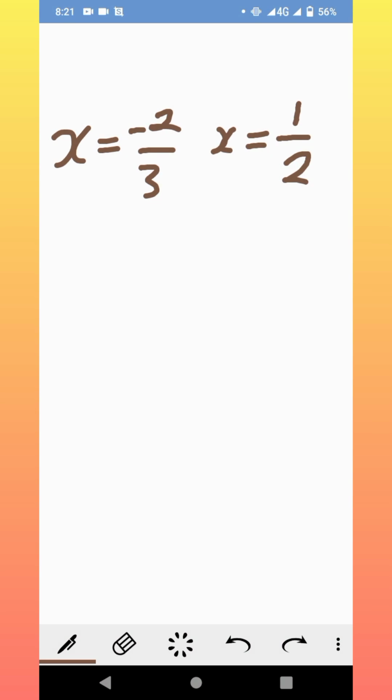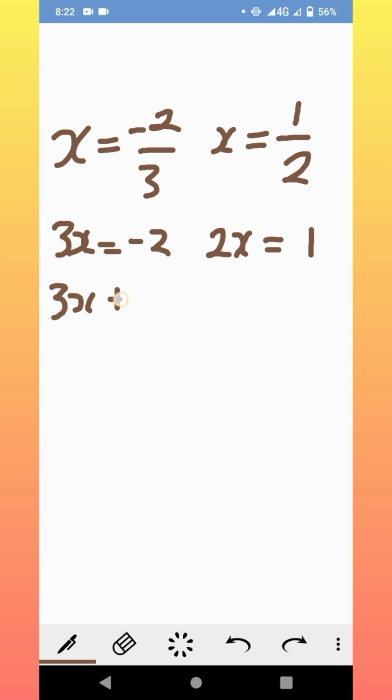Alright, so the next example we have is this, and we have to find the quadratic whose roots are given. First of all, cross multiply. The 3 multiplies x, so we have 3x equals minus 2. On the other hand, we have 2 multiplying x, so we have 2x equals 1. Next thing to do is to send the minus 2 inside. We have it as 3x plus 2 equal to 0. Then on the other hand, we have 2x minus 1 equal to 0.